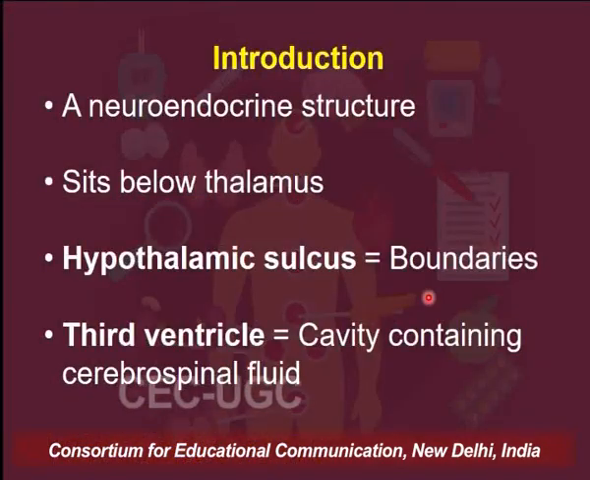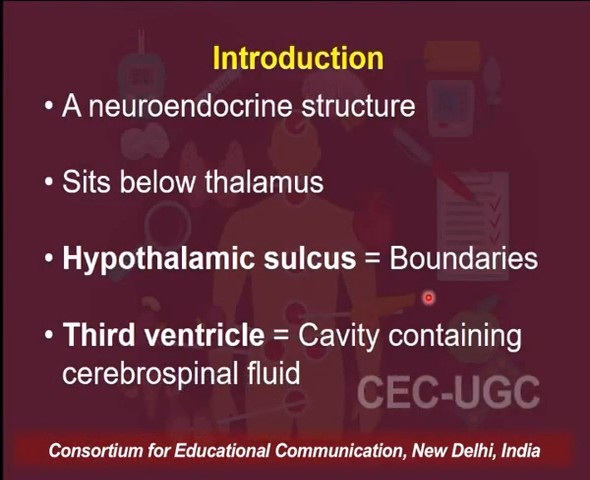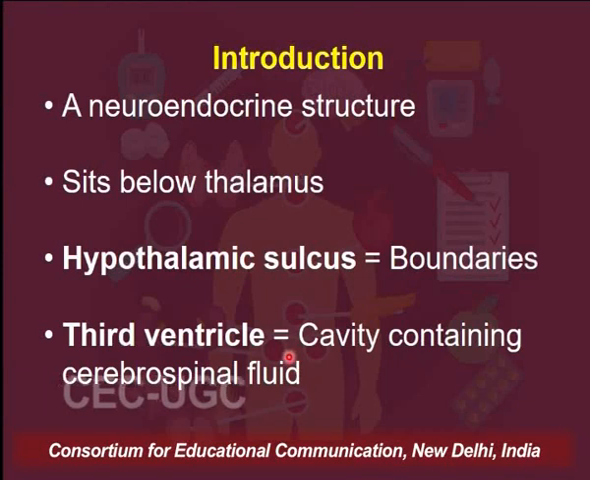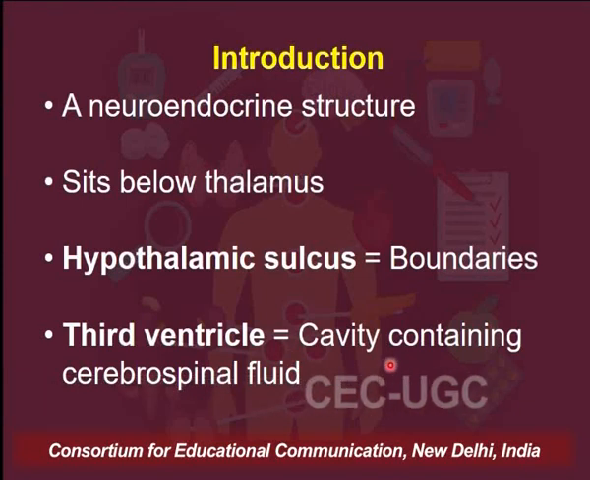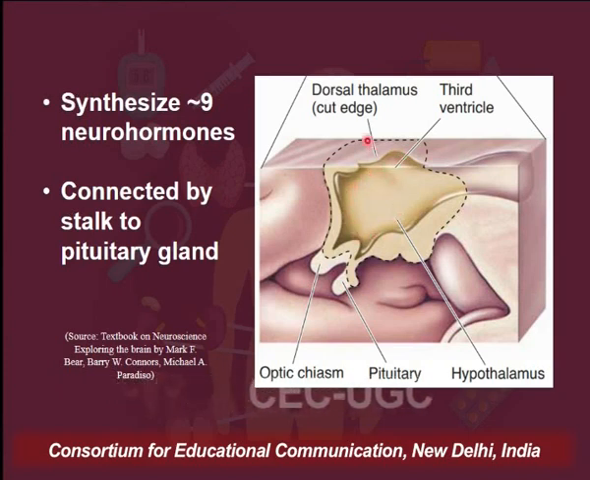Now the boundary of this hypothalamus is called the hypothalamic sulcus, and there is a cavity in between, and this cavity is what is referred to as the third ventricle. It is inside this cavity, which remains filled with cerebrospinal fluid. You can see the cavity here. So this is the third ventricle. This region is the thalamus, and just below it lies this gland called the hypothalamus. Now this hypothalamus synthesizes and secretes around 9 neurohormones, and it remains connected to the pituitary gland with the help of a stalk.